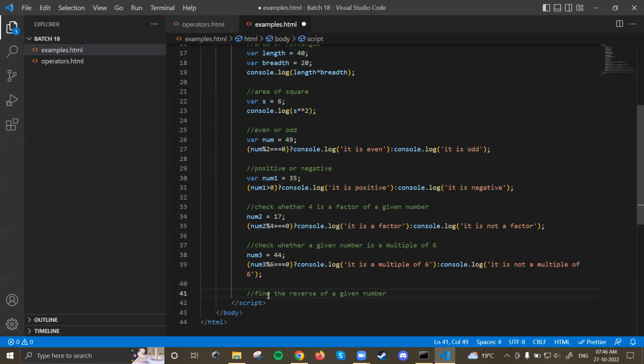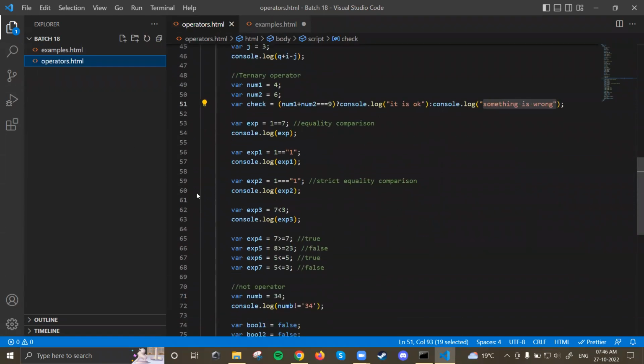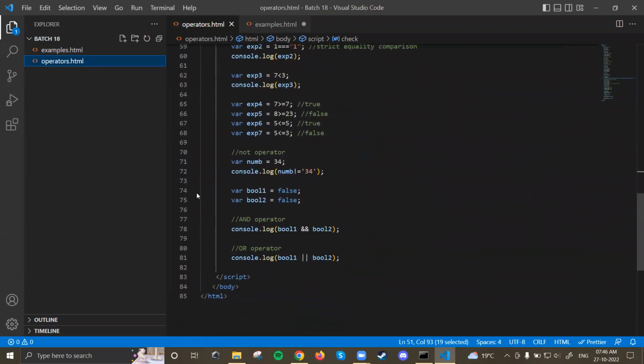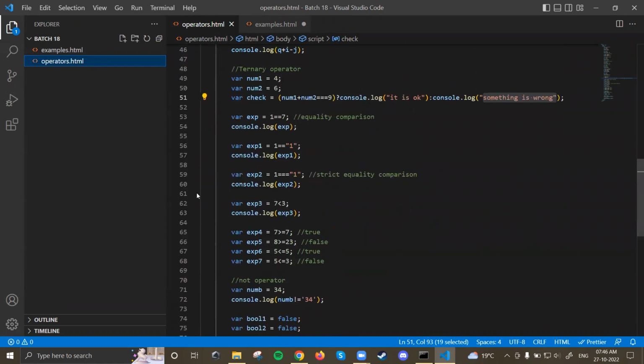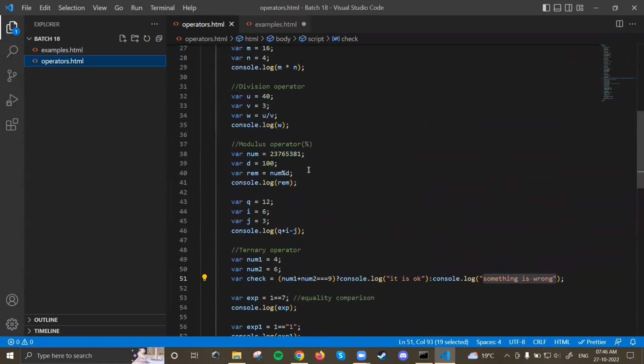For that, what can be done? Yesterday, I told you a small scenario where we were checking the last digit using the modulus operator. We took a number and used the modulus operator. When I wrote num modulus 10, we got the last digit. So what logic can be done?